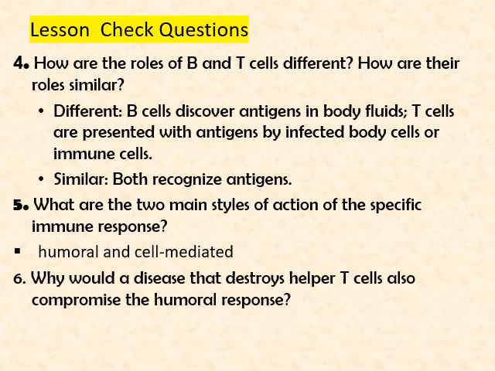And the last question: why would a disease that destroys helper T cells also compromise the humoral response? The answer is helper T cells activate B cells. So if helper T cells are destroyed, B cells will not be activated.